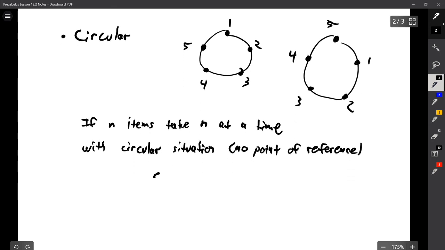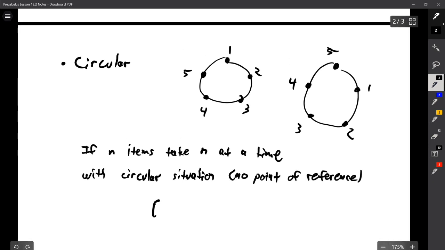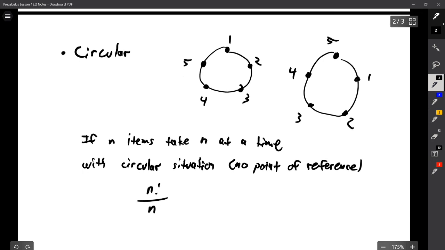Then what we have is there are, in this case, we have 5 objects, right? So at face value, there are 5 factorial ways to arrange them, but there are 5 ways that they're identical. So what that would be divided by n, because if there are 5 objects, we divide by 5 because those 5 different ways that you can arrange, each of the 5 spots that you can rotate to don't matter.